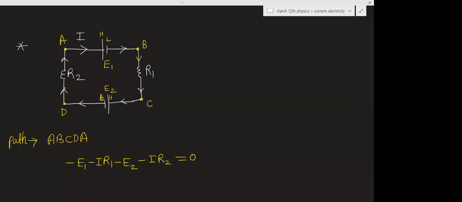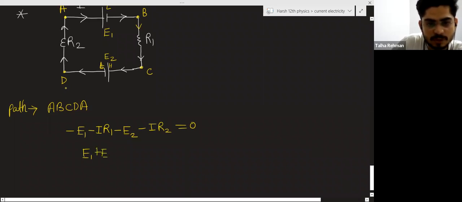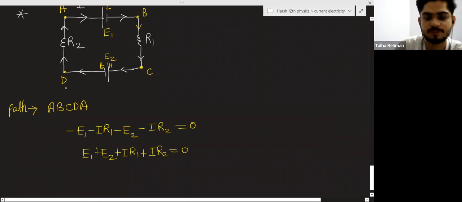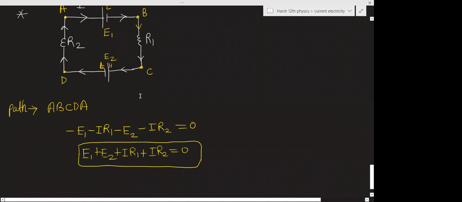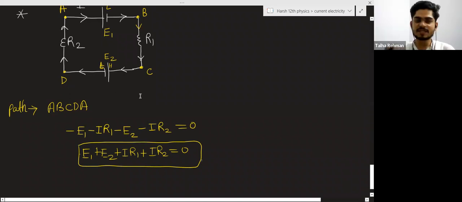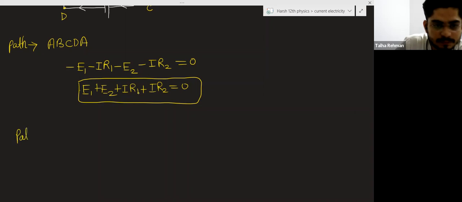Now just take the common sign, this will become E1 plus E2 plus IR1 plus IR2 is equal to 0. Okay, this is the equation we have. Now we will change our path, and we will see whether the answer remains the same or changes. Now I am choosing a path from D to A.